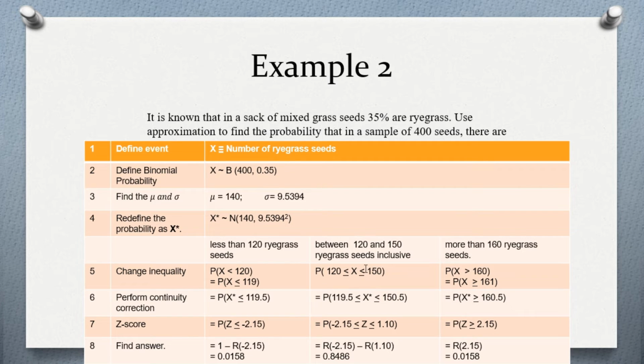All right, so you know you have to use normal distribution to calculate this. X star, you minus this part, you add this part, you'll have 119.5 to 150.5. After that, same steps: change to z-score, find probability. More than 160 ryegrass seeds tells me I want 161 and above, correct? So if I do continuity correction, I will minus 0.5 because it's more than or equal to. Then you change it to z-score. All right, are we good there?